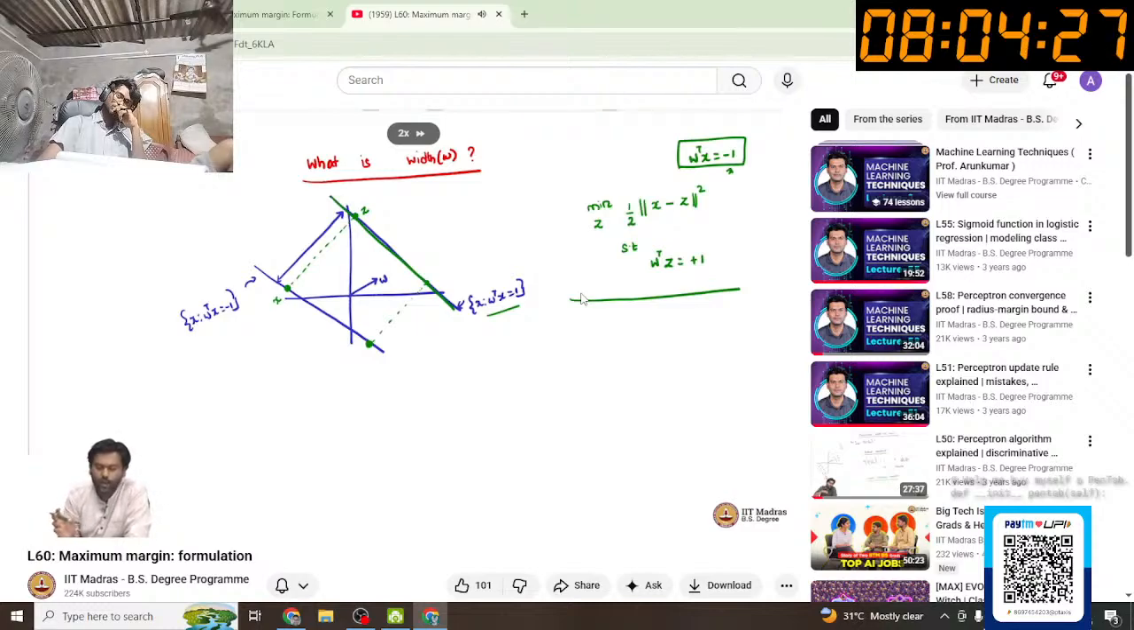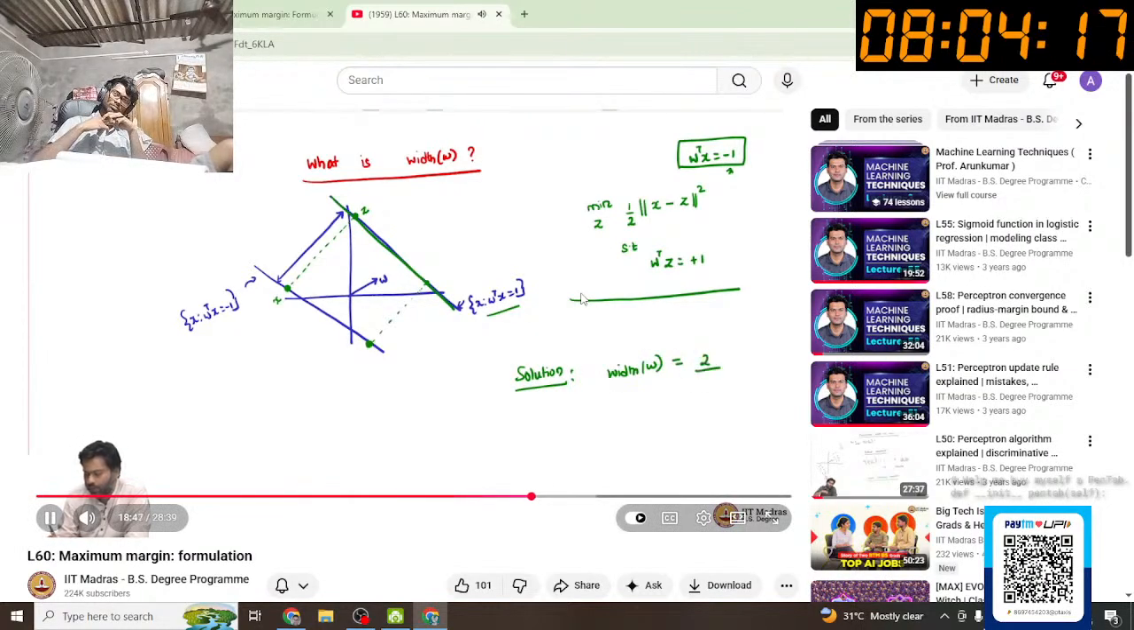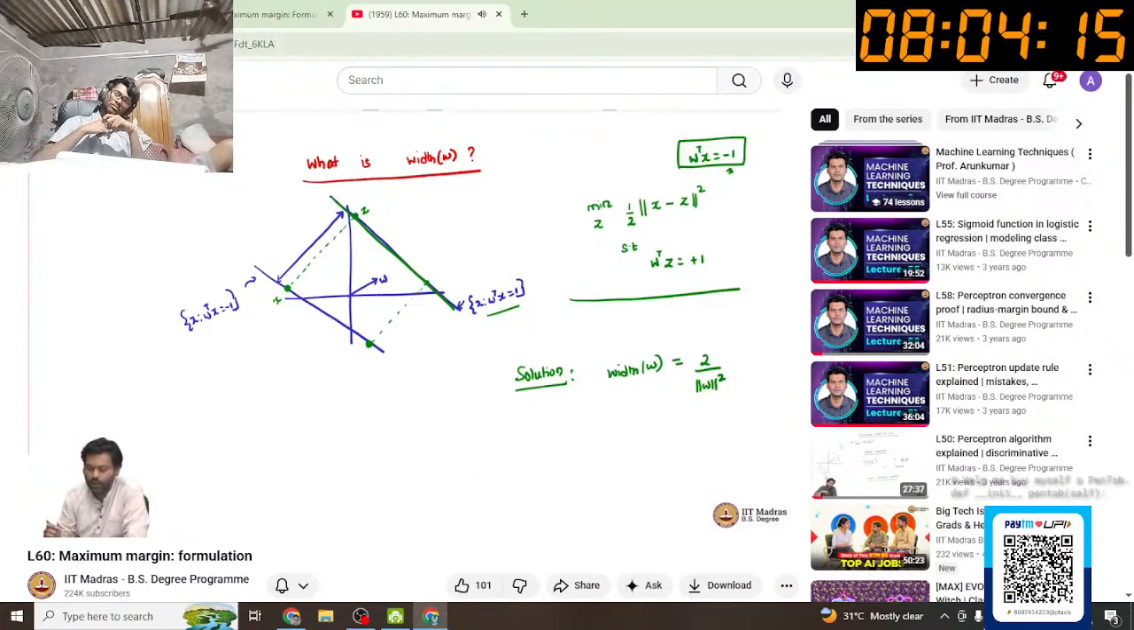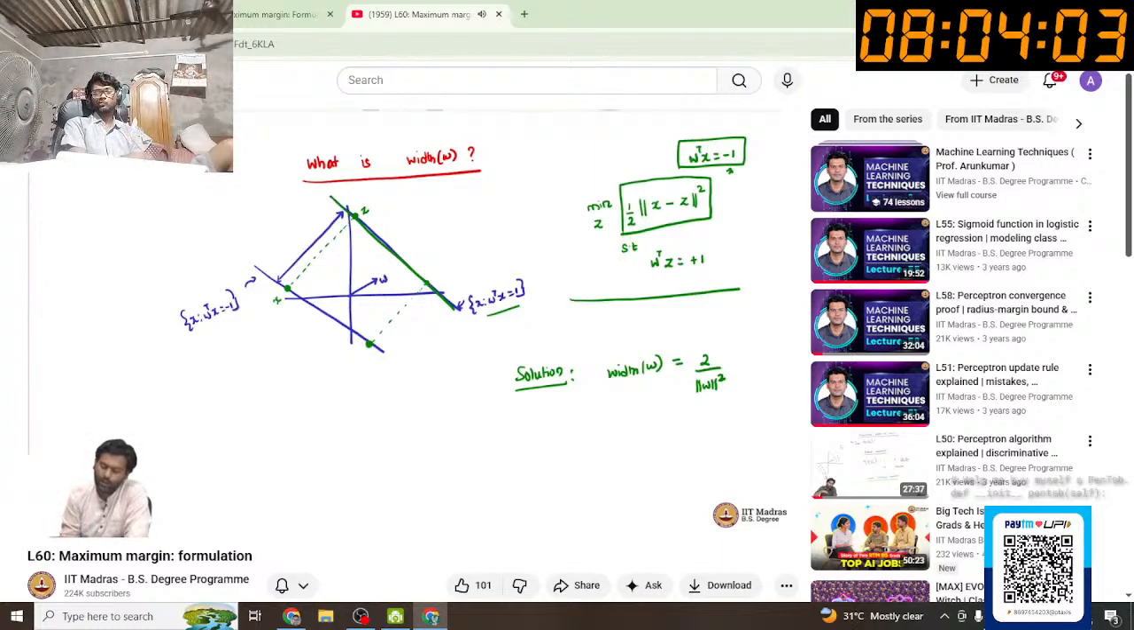That doesn't matter, because whichever, I can either minimize the distance squared, or half of the distance squared, it doesn't really matter. The exact point is going to be the same. The solution to this problem though will turn out to be the width of W will be 2 divided by norm W squared. When I say width of W, I am considering this quantity, right? So the half of the distance squared between these 2 points, right? So that's what I'm trying to minimize, and that quantity happens to be 2 over norm W squared. So this is basically the solution to this problem.